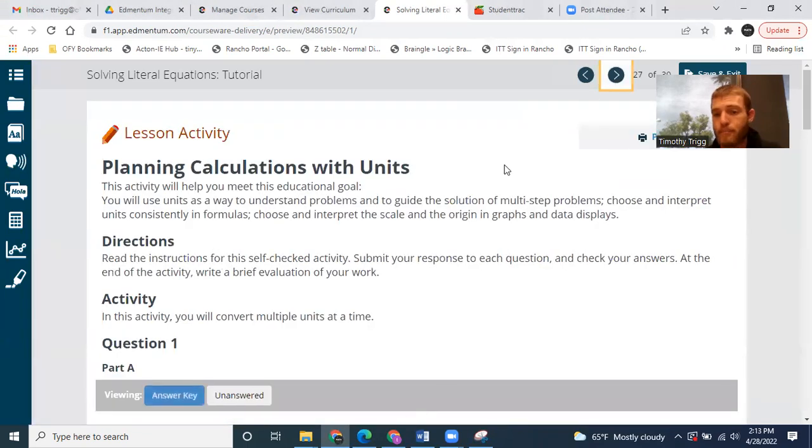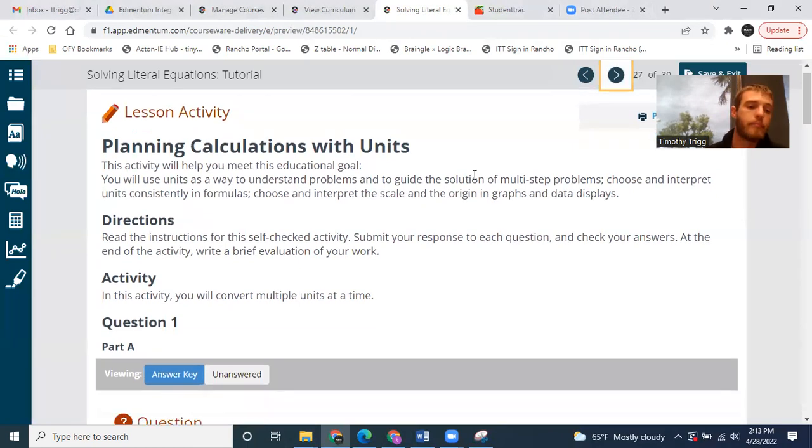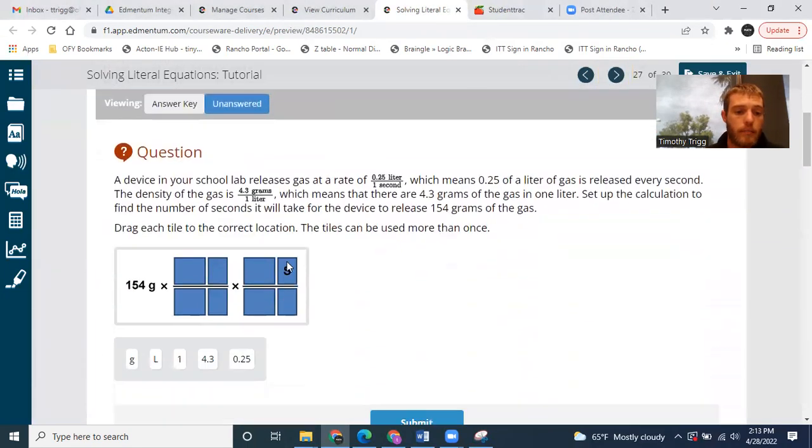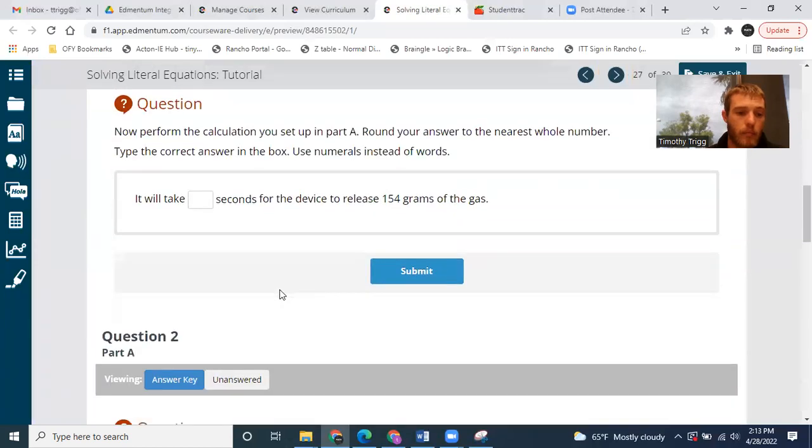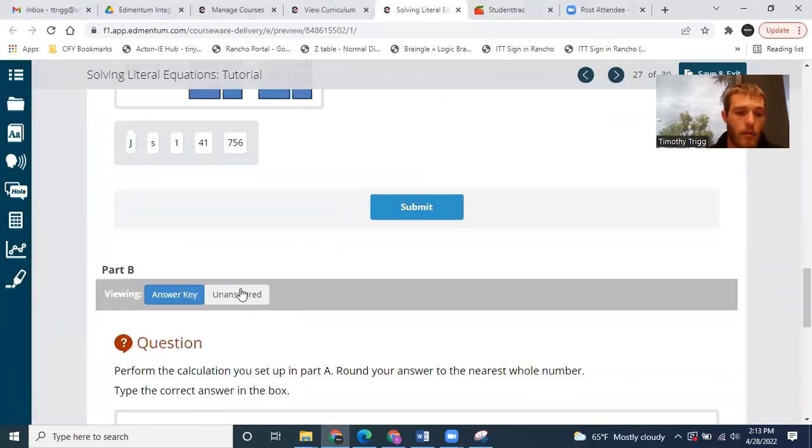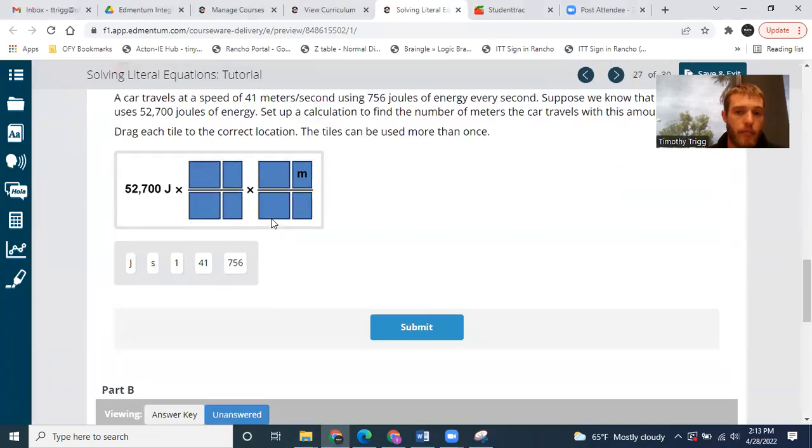Okay, let's move along. It's going to stop you here on page 27. So let's go ahead and work this out. All right, 4 questions.